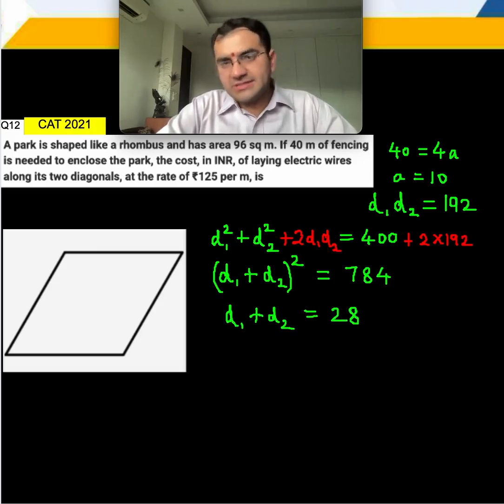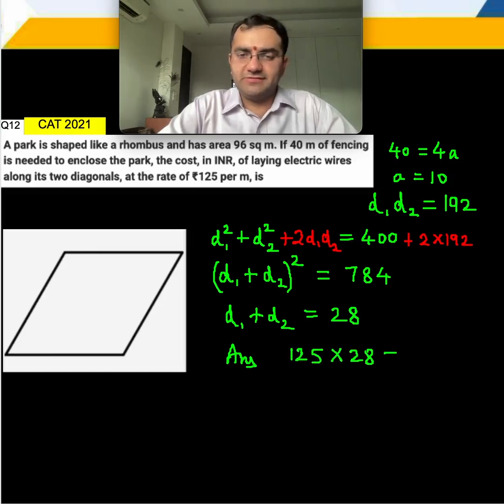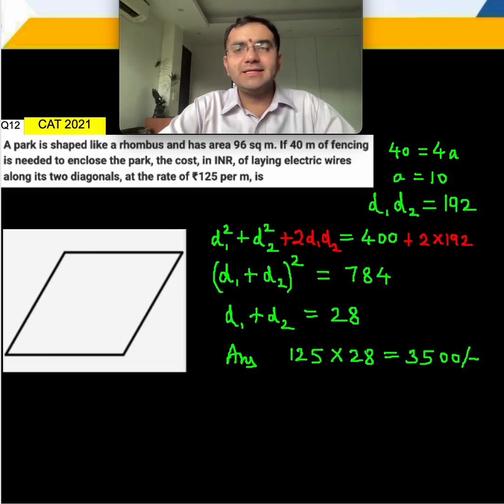Okay? Answer is 28 into 125. You get 3500 as your answer for the cost of fencing, and that's it.